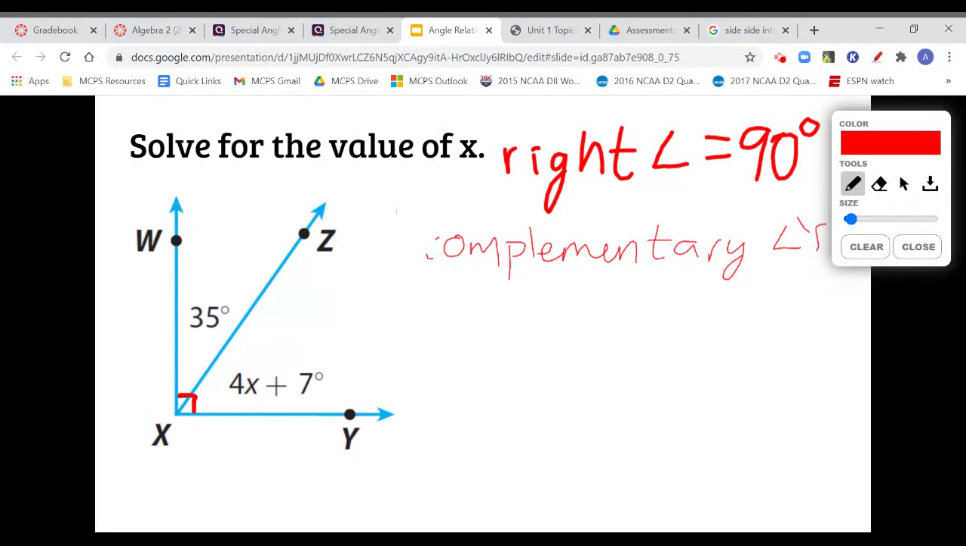So when I'm going to go to set up an equation to solve here, I need those two expressions to add to 90. So I'm going to take the first expression, 4x plus 7, and then I will add it to the measure of my next angle, 35, and that will all add up to 90.